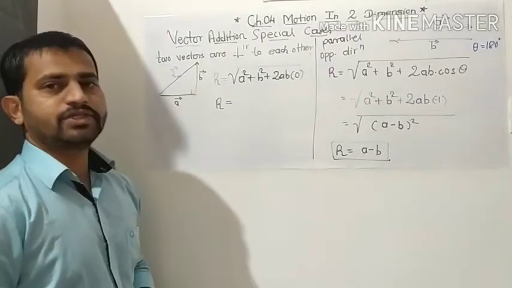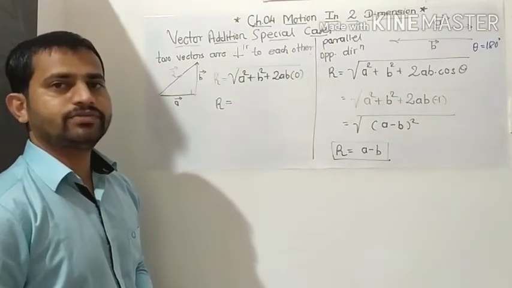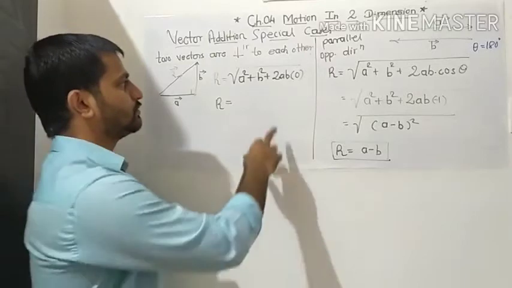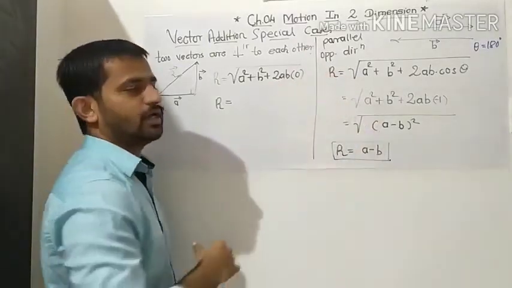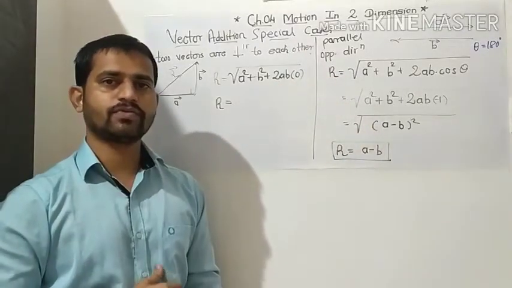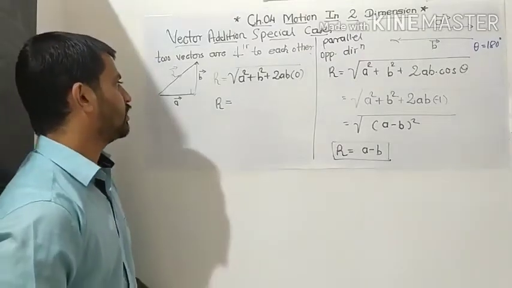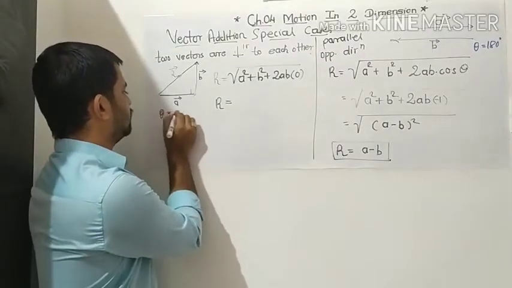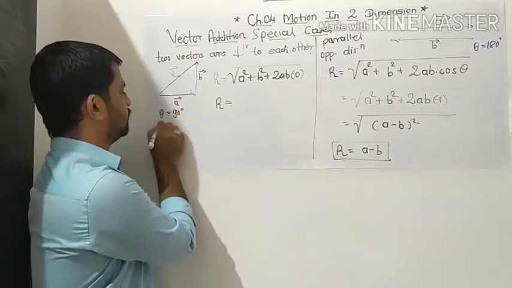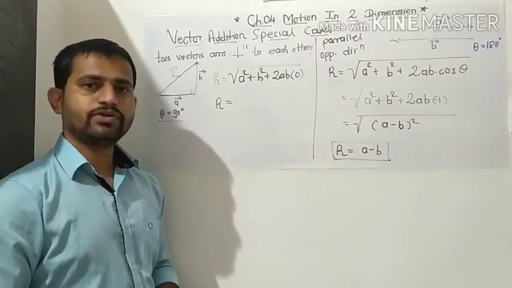A square plus b square plus twice ab into 0. Why 0? Because cos of theta is 0 here. The cos of 90 is 0 because theta is equal to 90 degrees.